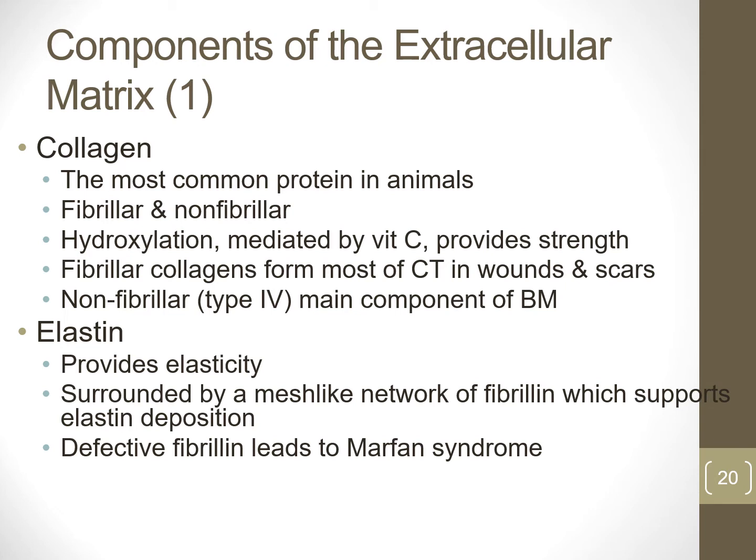Another component of the extracellular matrix is elastin. Elastin usually provides elasticity and is surrounded by a mesh-like network of fibrillin, which supports elastin deposition. So fibrillin and elastin usually come together, and defective fibrillin leads to Marfan syndrome. Marfan syndrome is a syndrome where the patients have extensive elasticity in their joints and they have problems in heart valves.